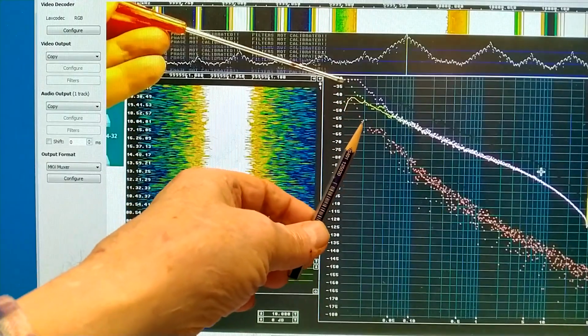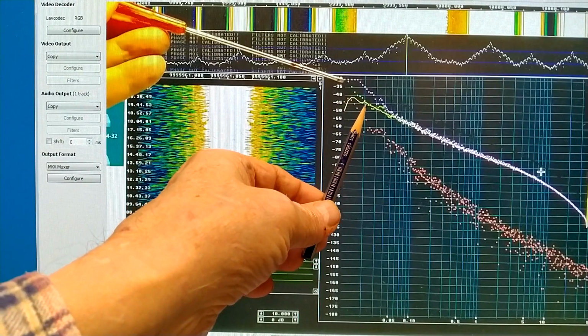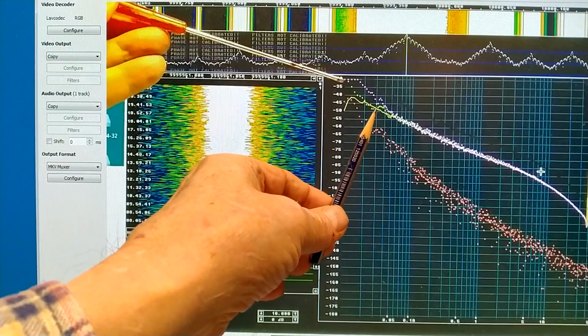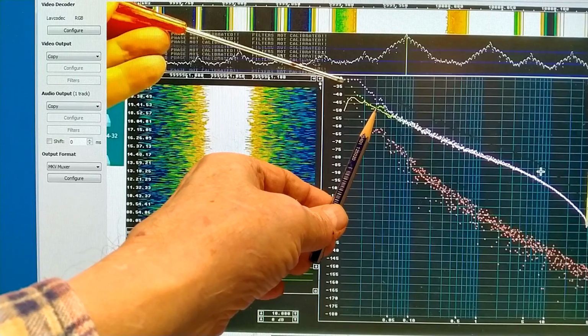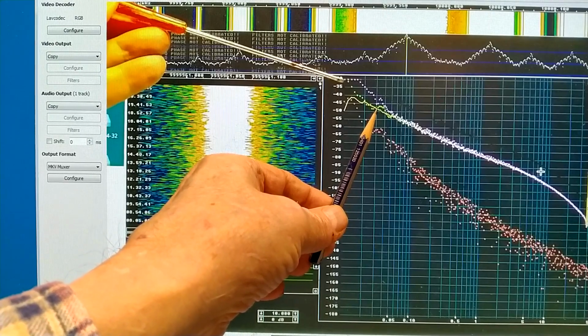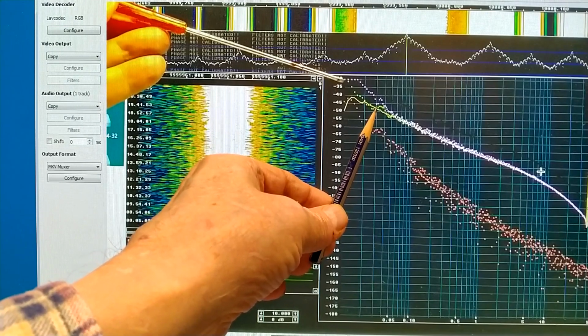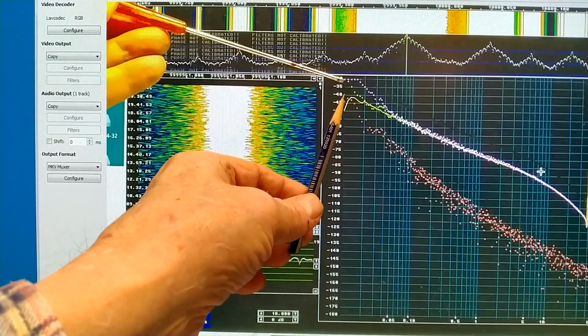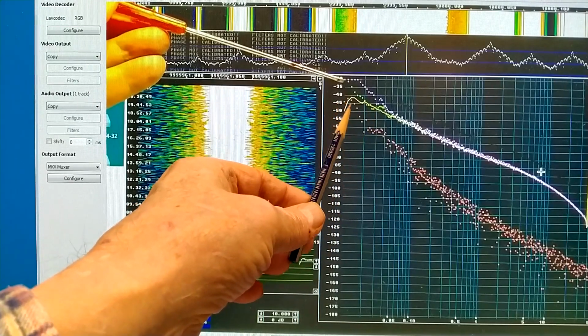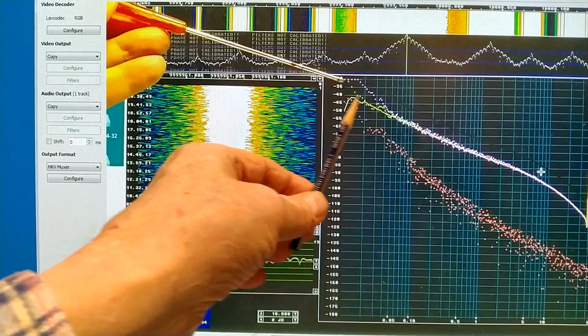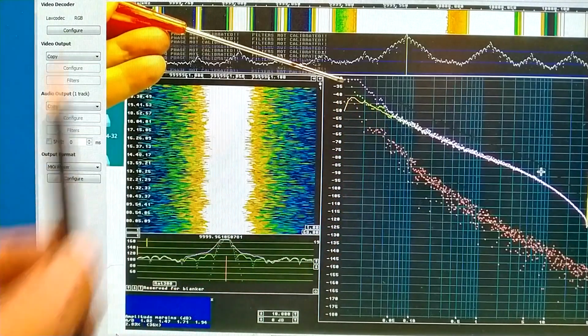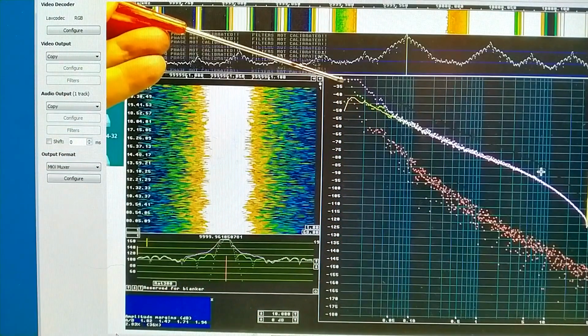above about 0.02 hertz or so, maybe 0.03, my reference oscillators are better than the rubidium, but below, even closer to the carrier, the rubidium is better. So I should use a time constant somewhere around here when doing the phase locking.